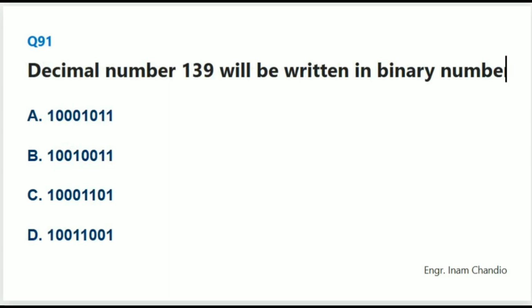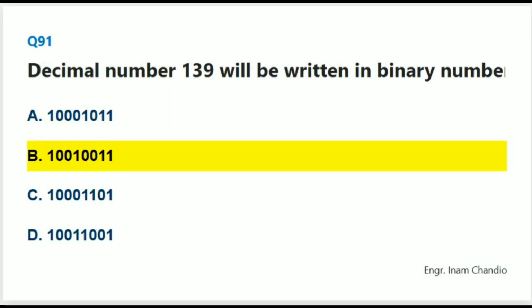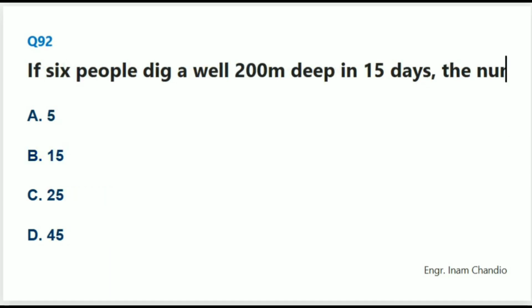Decimal number 139 will be written in binary numbers as. The correct answer is B. 100100011. If 6 people dig a well 200 m deep in 15 days, the number of people required to dig the same well in 18 days is. The correct answer is A. 5.